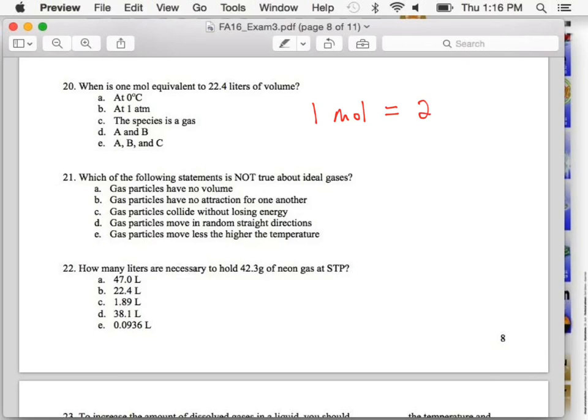1 mole equals, that's probably not true, 22.4 liters. When is that statement valid?